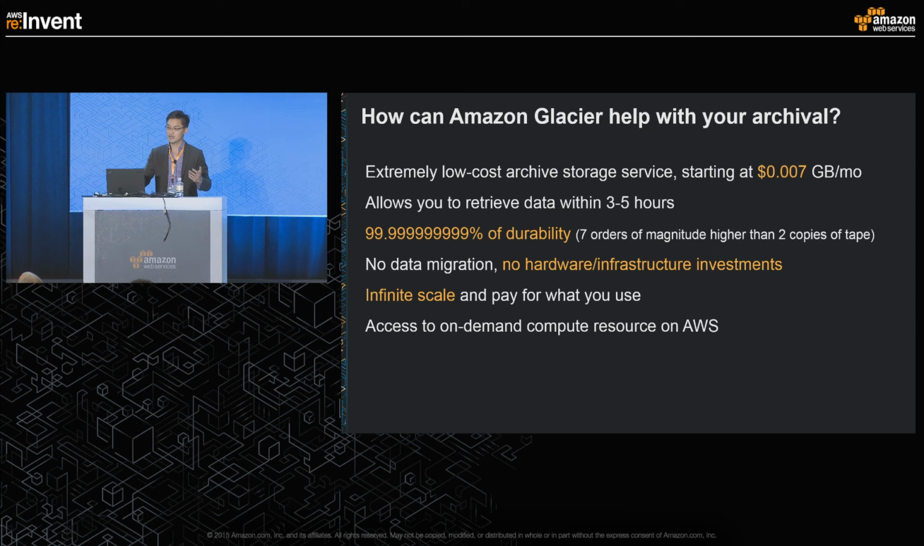We also talk to customers, and one of the other things that they really enjoy is the high durability of Glacier. Across the AWS storage platform, we have S3, we have S3 Infrequent Access now, and we have Glacier. All these three products provide very high durability, which we express in a number of nines. So it's all 11 nines.